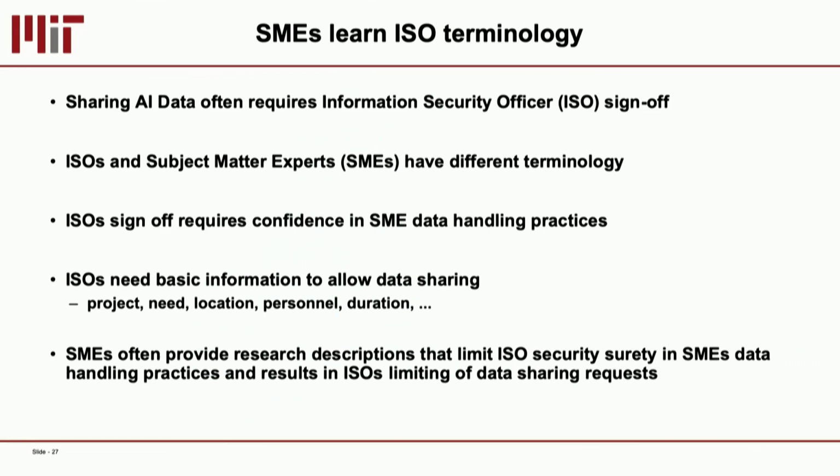And so typically what happens is that an ISO needs very basic information from the subject matter expert in order to approve the release of information. What's the project? What's the need? Where is the data going to be? Who's going to be using it? For how long? They are expecting one-sentence answers to each of these. A subject matter expert typically replies with an entire research proposal.